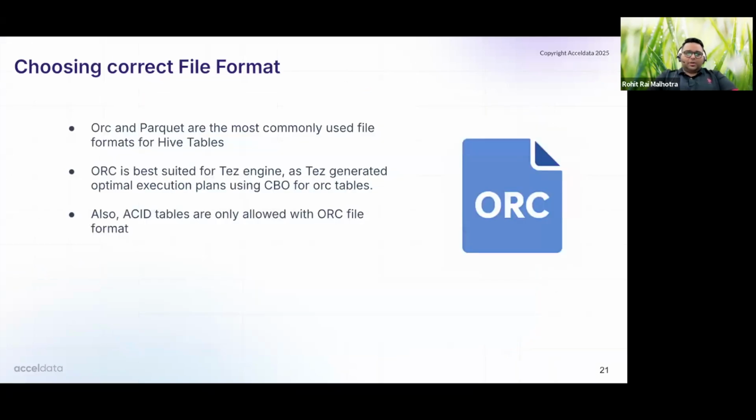First one is, as it is self-explanatory, choosing the correct file format, where you can choose ORC or Parquet format. These are the most commonly used Hive file formats, and I would rather you use ORC format because it is best optimized for ACID and for CBO related query execution plan generation. Now, why is ORC best suited for this? Because it has a lot of stats already collected at the ORC file level, which would help the CBO to generate an optimal execution plan.